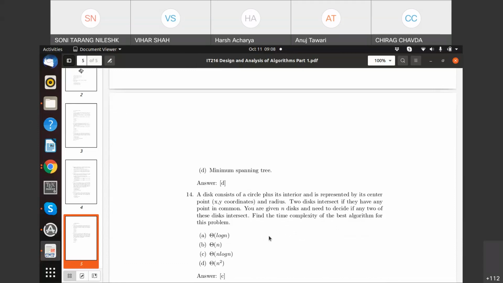So the next question: a disk consisting of a circle plus its interior is represented by a center point and radius. And two disks intersect if they have a point in common. We want to decide if any two of these disks intersect. Find the time complexity of the best algorithm for this problem. Okay, anybody got this? Any ideas?